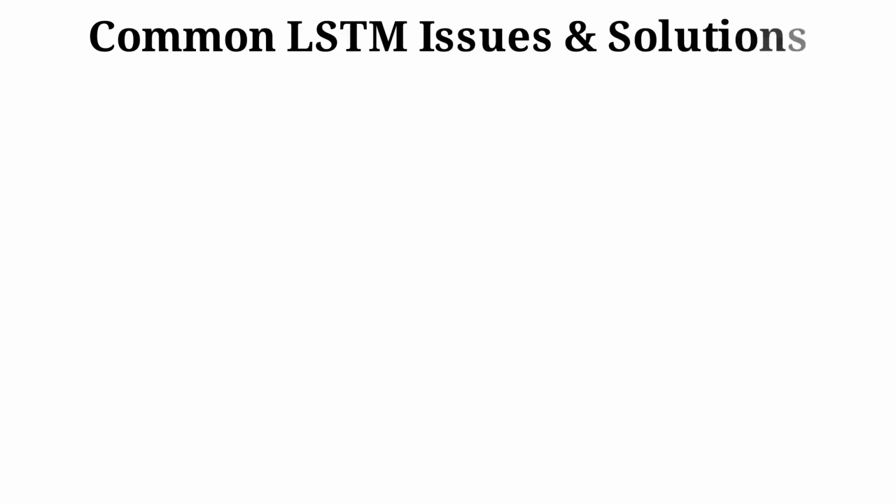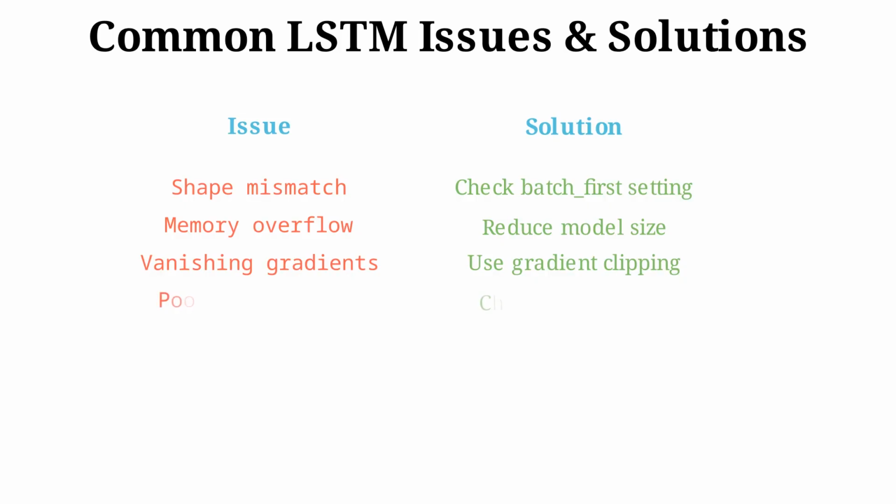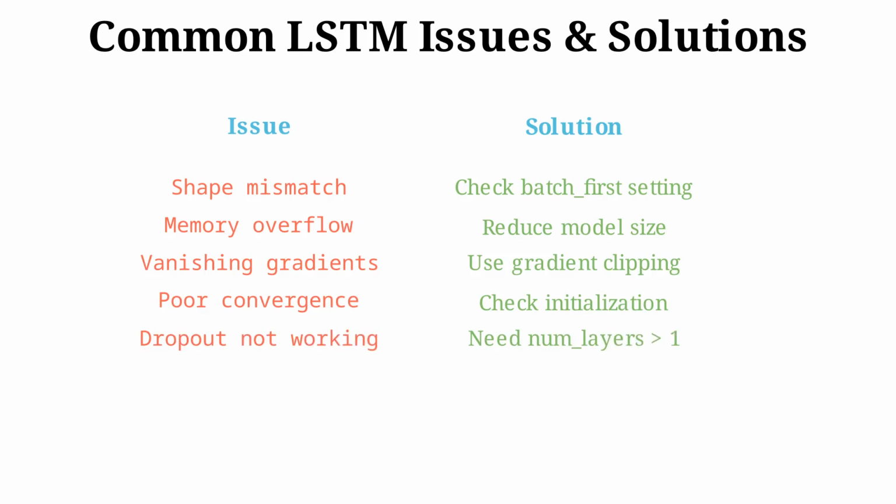Here's a helpful reference table of common pitfalls you might encounter when working with LSTMs and their solutions. Shape mismatches often come from incorrect batch-first settings. Memory overflow can happen with too many layers or hidden units. Vanishing gradients might still occur with very long sequences, so gradient clipping helps. Poor convergence usually means initialization issues, but PyTorch's defaults are well-tuned. And remember, Dropout only works between layers, so you need at least 2 layers for it to have any effect.